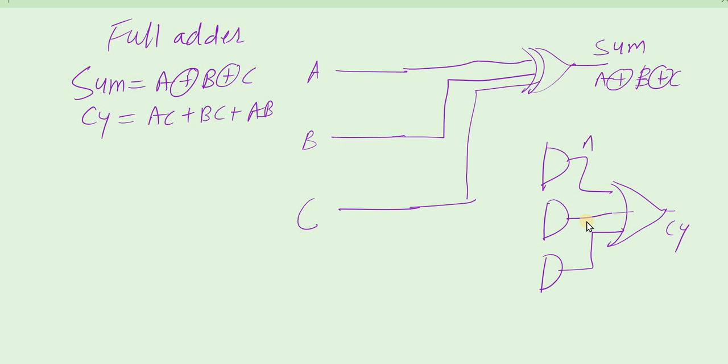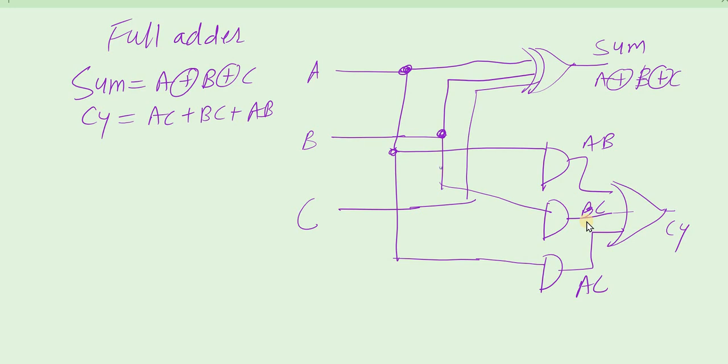So this will have input AB, this will have input BC, this will have input AC. So for this, let us connect the inputs. A will be connected to this, as well as A will be connected as an input to this. B will be connected to this, as well as B is connected to this. C is connected to this, as well as C is connected to this. Now this becomes the complete circuit diagram of full adder.